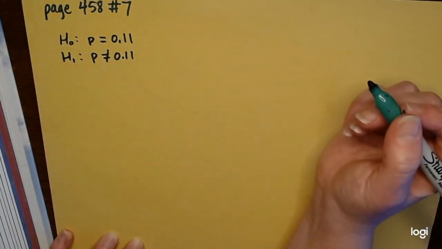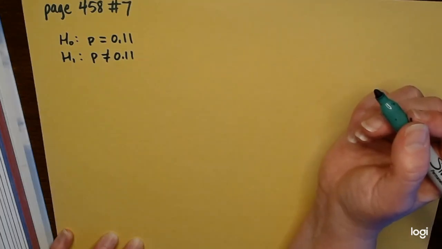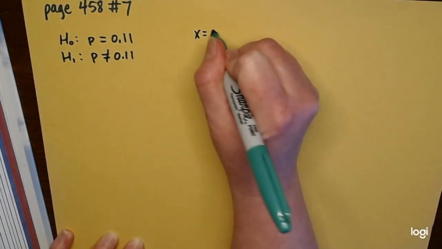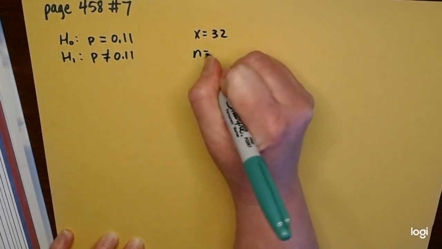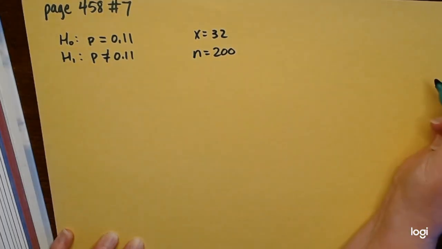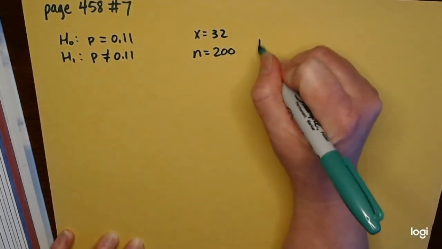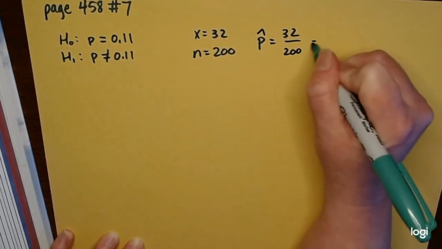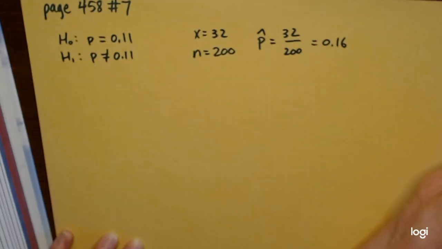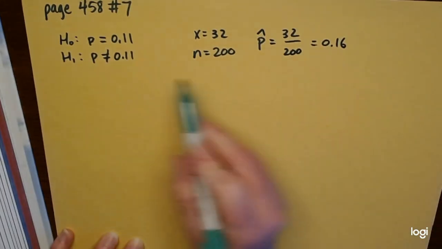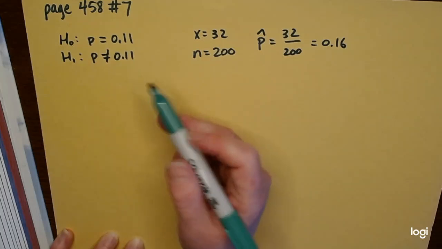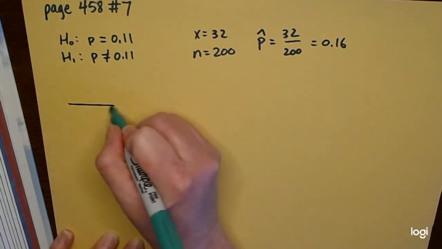We had 32 people out of 200 say that they did purchase takeout every day. So my X is 32 and my N is 200. I have 32 successes out of 200. So my P hat, my sample proportion, is 32 out of 200, or 0.16. Already I can see 0.16 is obviously not exactly 11%, but maybe it'll be close enough or maybe it won't. So our test will tell us that.